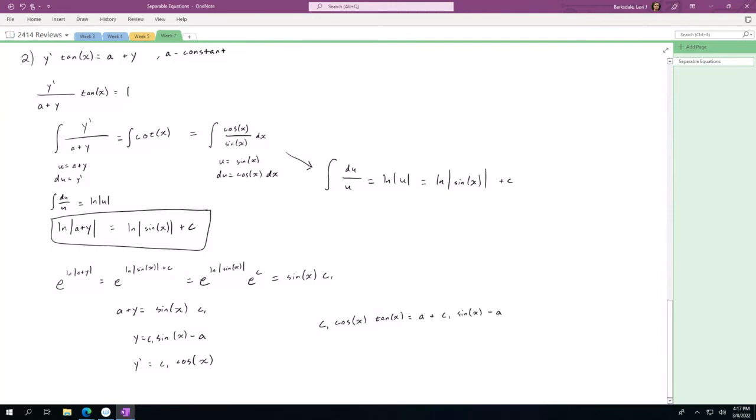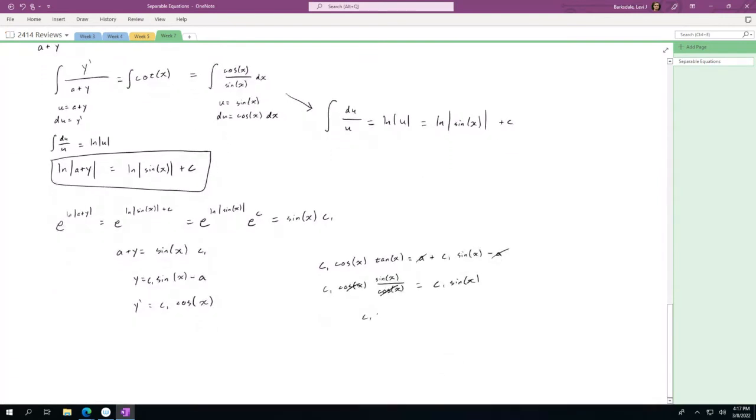Now here we have a minus a, so this cancels. Now I'm left with c1 cosine of x. Tangent of x is sine of x over cosine of x, so I can cancel my cosine of x's, and that is equal to c1 sine of x on this side. So rewriting things, I have c1 sine of x is equal to c1 sine of x, which is of course correct. So we've now written that one in standard form as well.